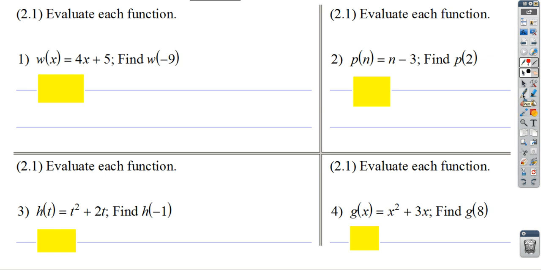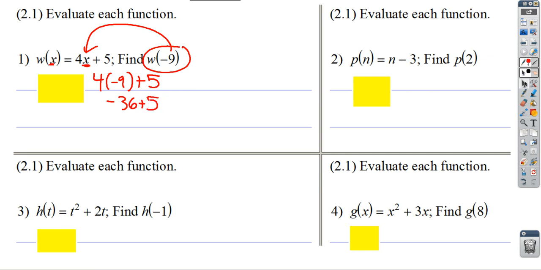When you see something like w of -9, that just means wherever there's an x in this function, you replace it with the number -9. So 4 times -9 plus 5, 4 times -9 is -36, and -36 plus 5 is equal to -31. So that's how you would do this one. The next one, p of 2, means wherever I see an n in this equation, I would plug in 2. So p of 2 is just a faster way of saying plug in 2 for n. So 2 minus 3, and that equals -1.